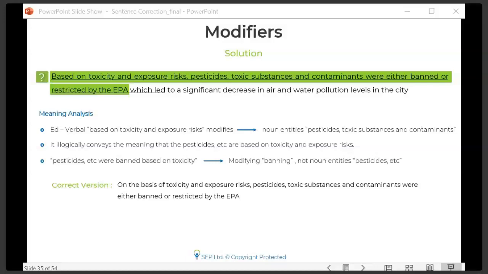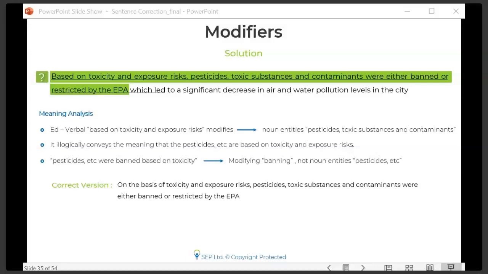Great, that's great. And this is again a very, very common, very subtle, but very common error on the GMAT, okay? An -ed verbal which appears to be modifying the noun is actually modifying the verb, okay? And that you realize only if you are approaching this question based on the meaning analysis. So what is based on toxicity? Pesticides. Oh my God, that's illogical. And then you know it is incorrect. So let's move ahead with our analysis.